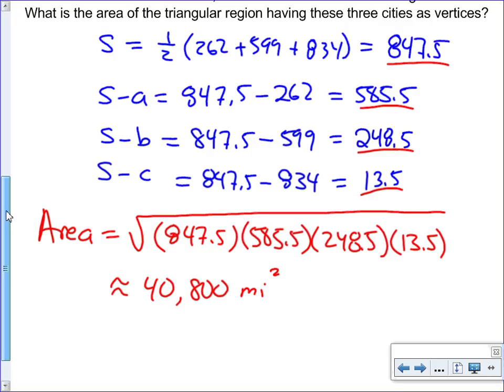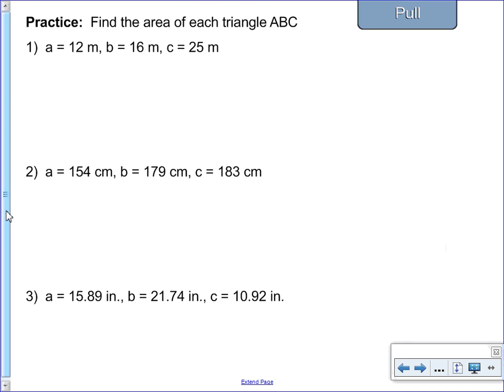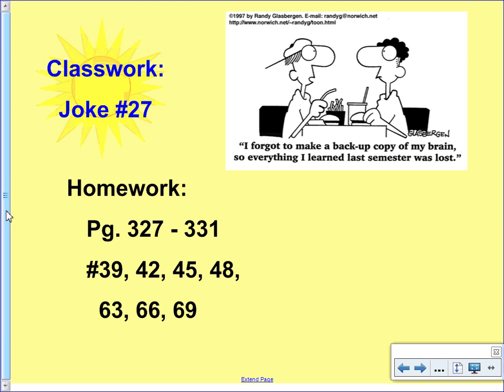All right, here we go. Instead of doing the 3 practice problems at the bottom, you have another practice today. Joke number 27 has the answers on it, so you can check. Now, really quick, this one uses both half AB sine C and Heron's formula. Again, when do you use Heron? Side, side, side. Otherwise, it's the old formula.